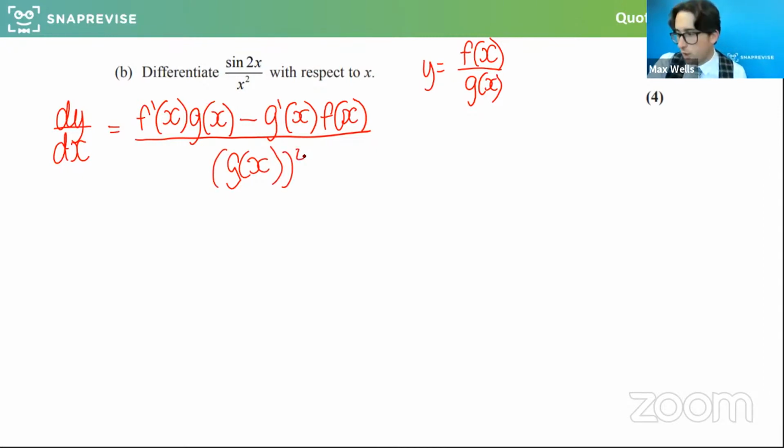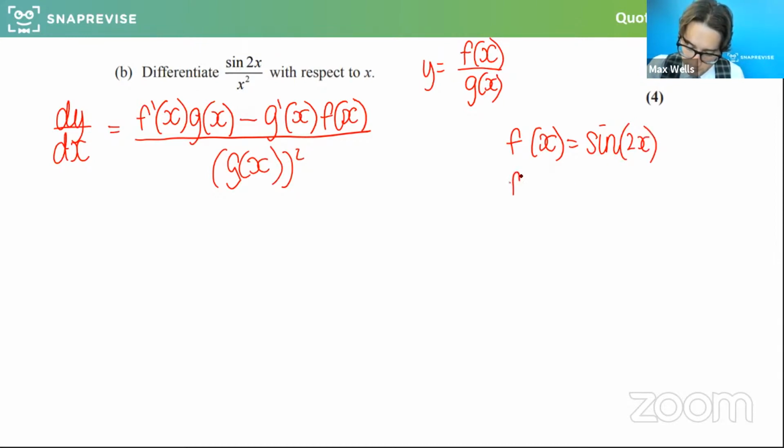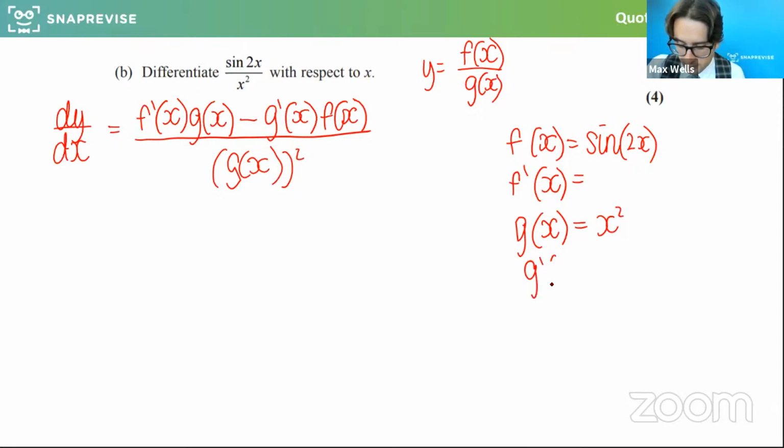The first bit of working we'd do is work out the different derivatives. I know f of x is sine 2x. I want to know what its derivative is. Does anyone know what sine 2x differentiates to? Then the other one, which hopefully is a bit nicer, g of x is x squared, and we should all hopefully be able to differentiate x squared.